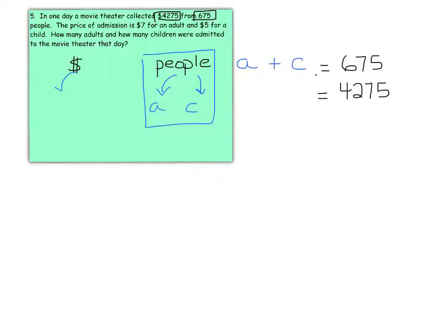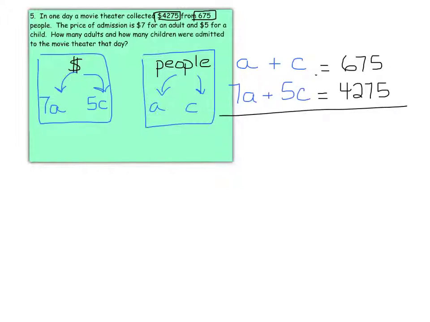Well, now we have to talk money. What's making up the money? Well, $7 per adult, and per means to multiply. So that would be 7A. And $5 per child, so that would be $5 for every child. Since they're unknown, they're variables. So now that I have the monies, I can put it into the equation.